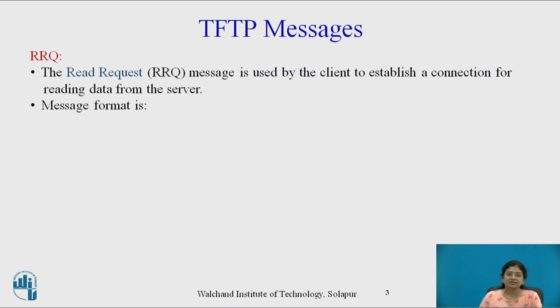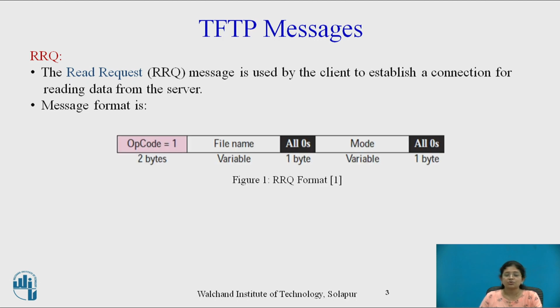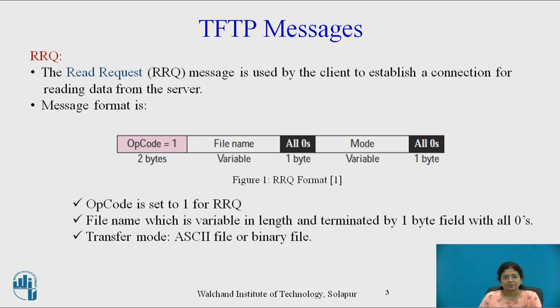RRQ, the read request message. It is used by the client to establish a connection for reading the data from the server, and its message format includes a total of 5 fields. The first field is opcode, which is set to 1. The next field is file name. The file name is variable in length and terminated by a 1 byte field with all zeros. Then the next field is transfer mode. TFTP provides 2 transfer modes. The first is ASCII mode and the second one is binary mode or the octet file.